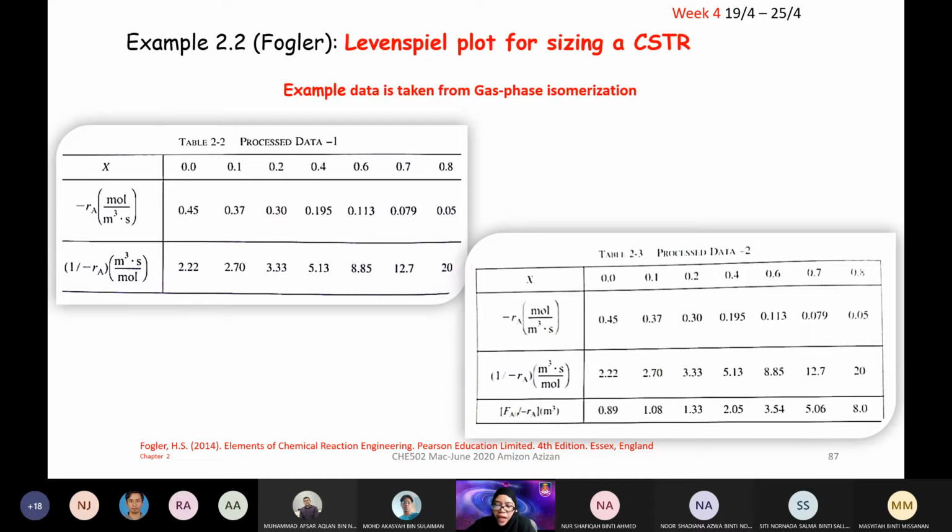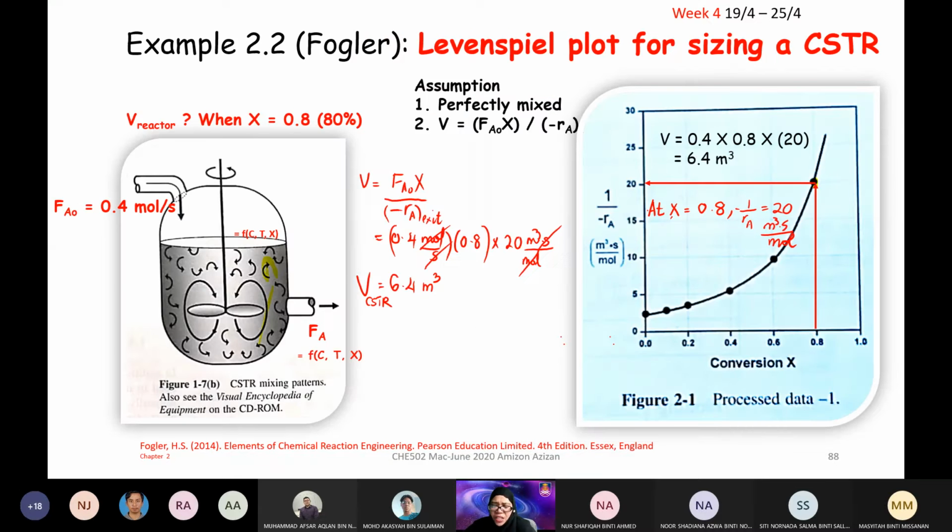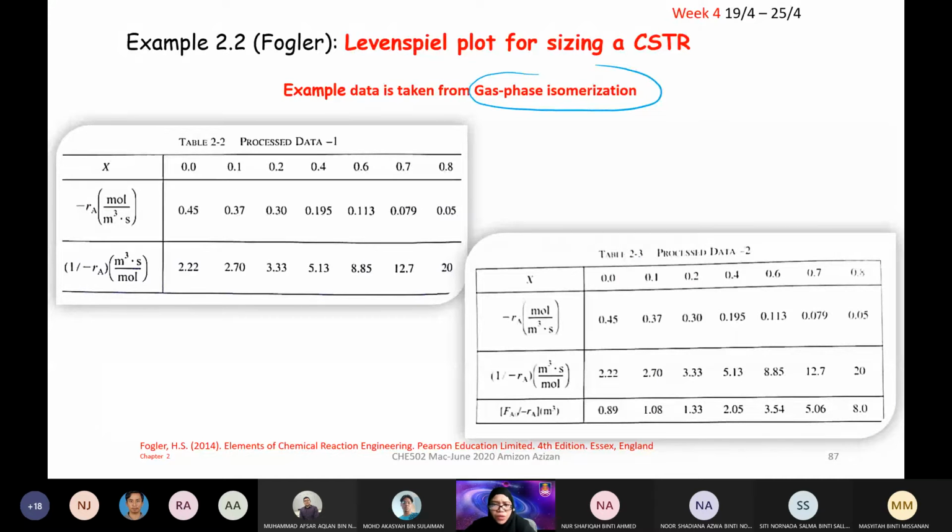These are the data that you get from the experiments in the lab for the gas phase isomerization. Have I done this last week? No, right? I don't think so. Yes, thank you, Ms. Afsar. Thank you, Shafika. So we have the collected data of varying X and also the rate of disappearance of the reactant A. So you have the respective minus rA for the respective X. That is the basic data that you have.